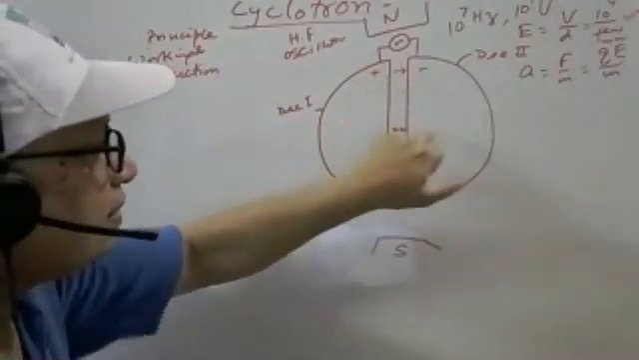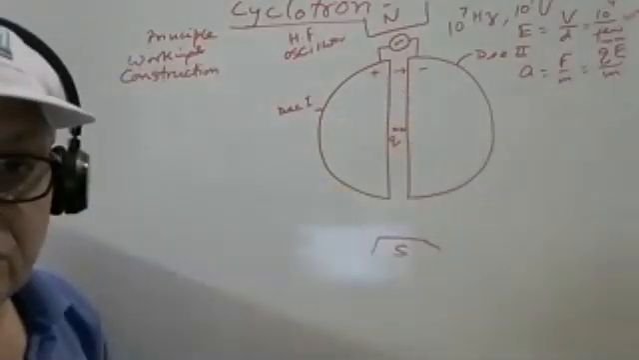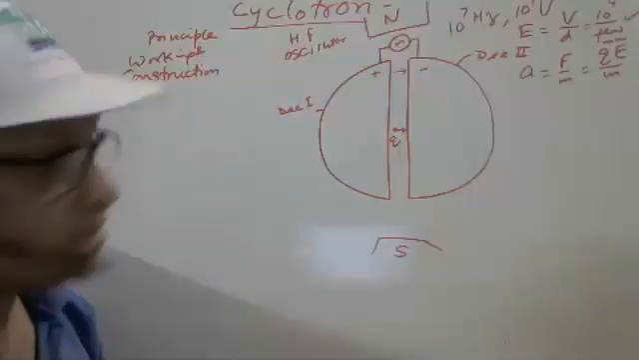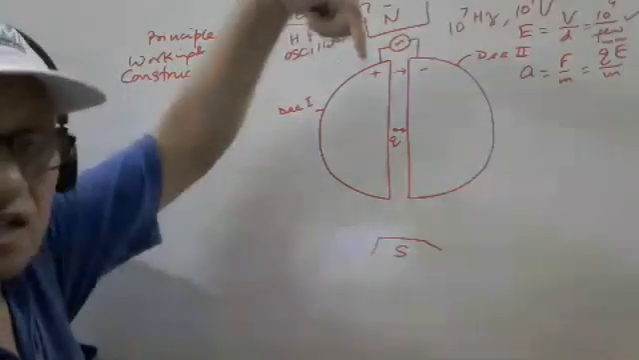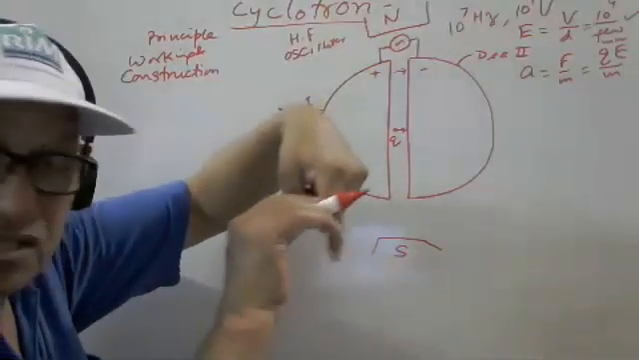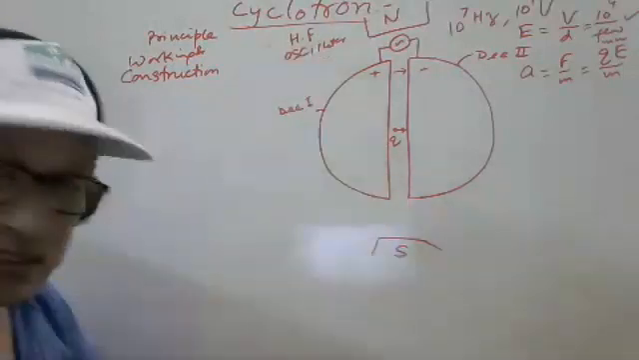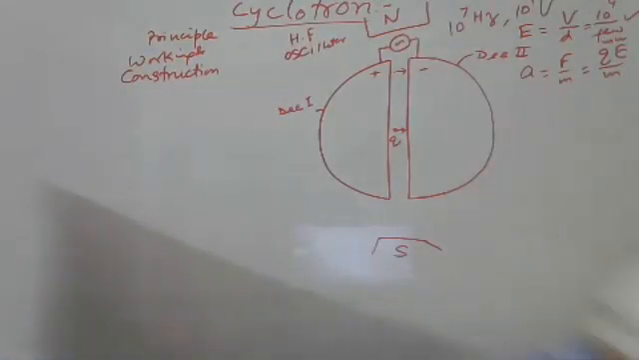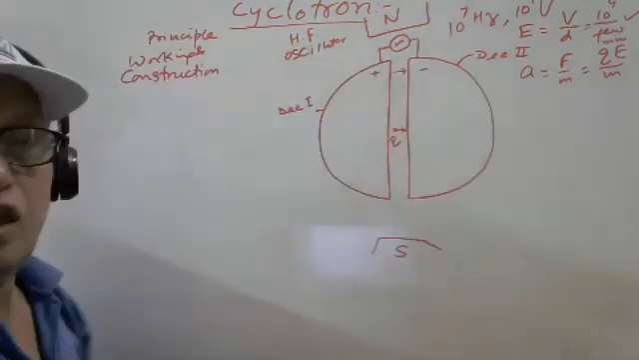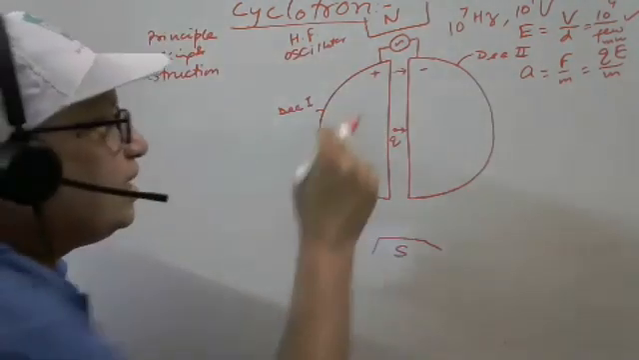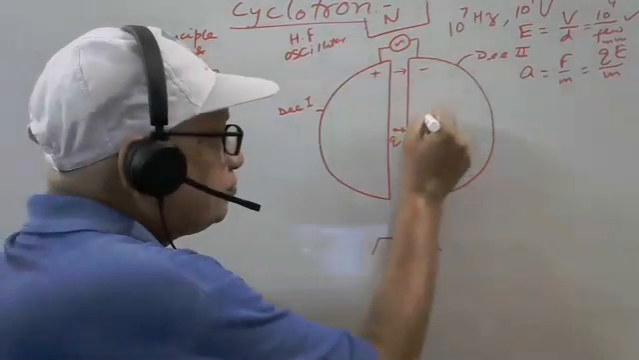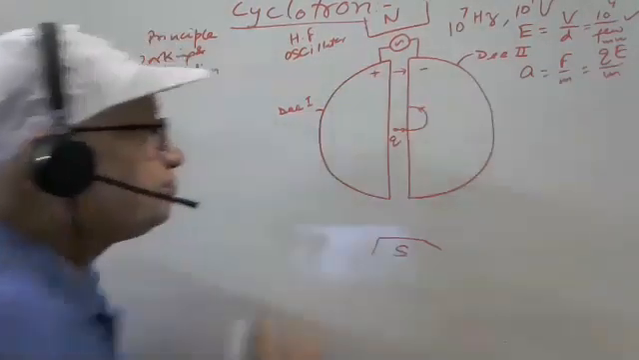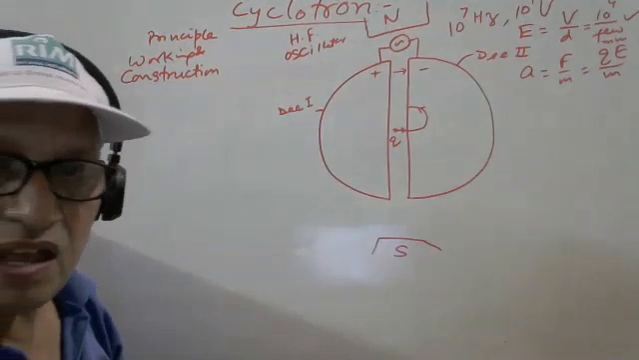As soon as it enters the D, the magnetic field acts. Now, this is the magnetic field direction downward, and this is the charged particle moving in the forward direction. What will happen? This is a perpendicular field. Because of this, it circulates like this.